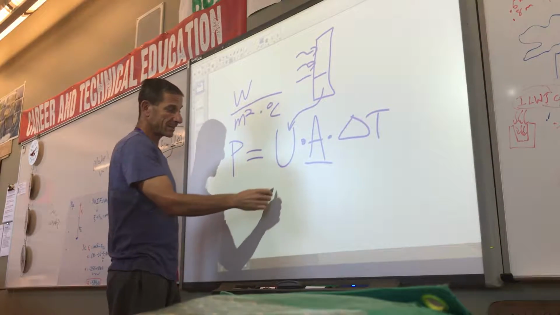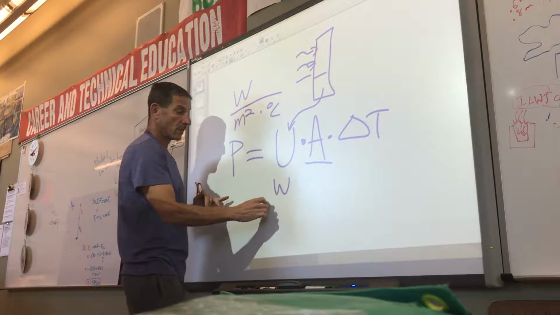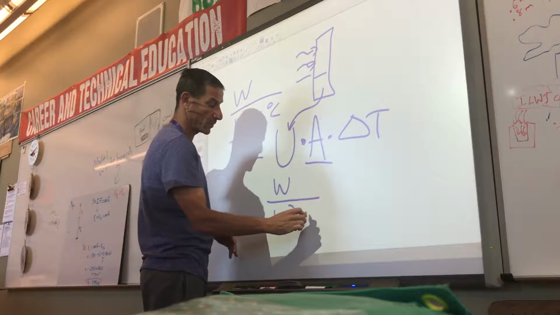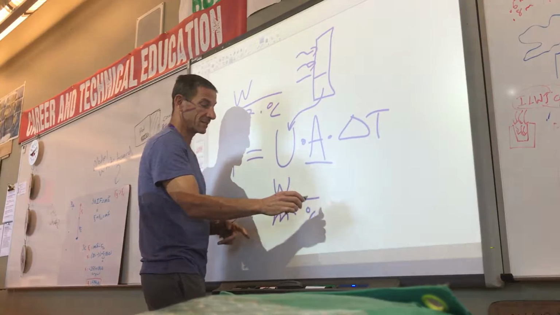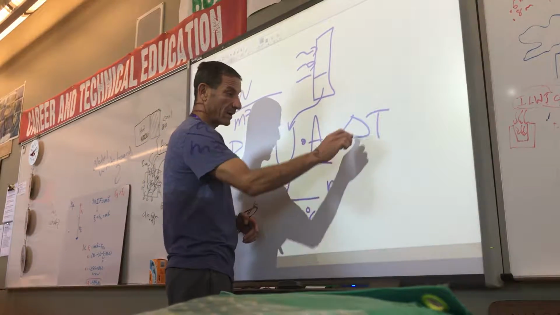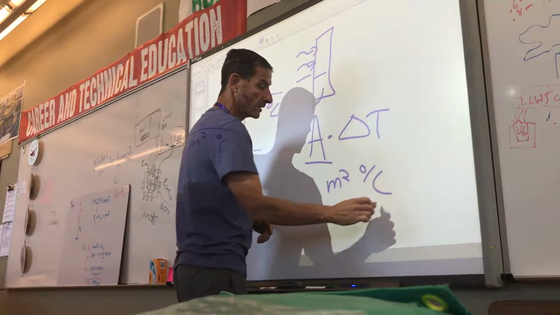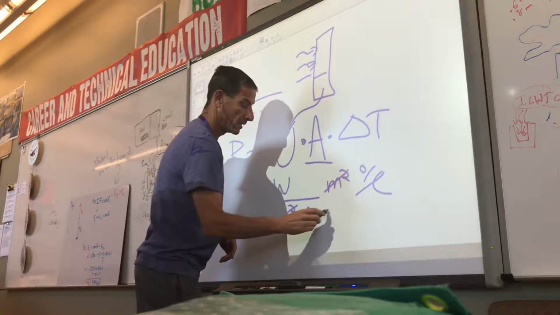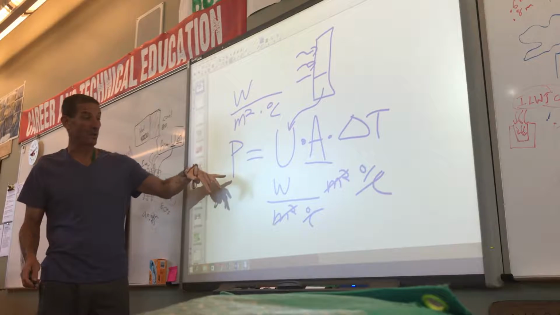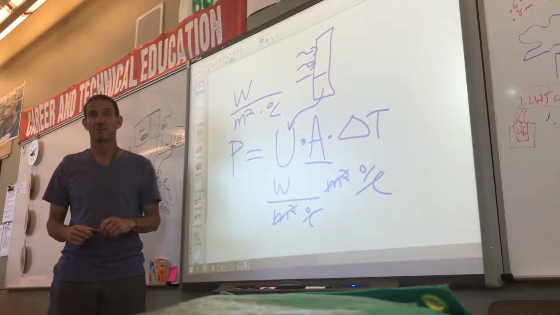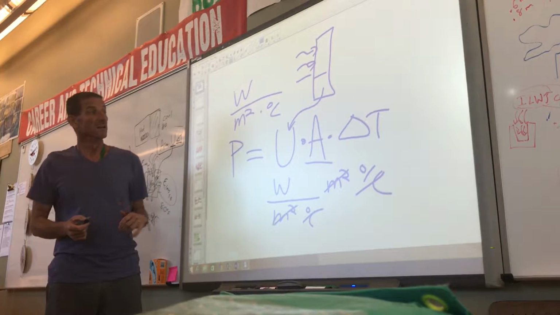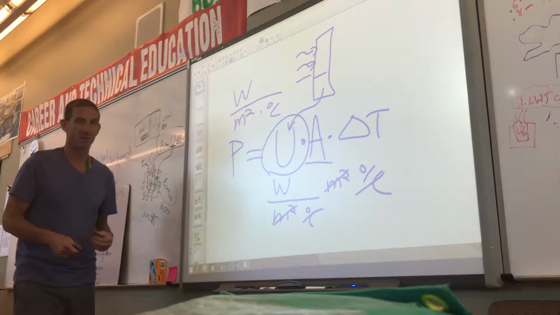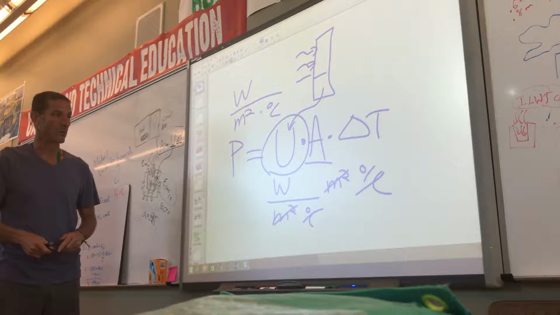So if we look at the watts, this is going to be watts per meter squared per degree Celsius, because this is going to be meters squared and this is going to be degrees Celsius, and we need all these things to multiply out to be equal to watts, because that's what we're trying to get. So you're going to have to read a little bit about U. I don't want to talk about that right now because you can ask me questions.